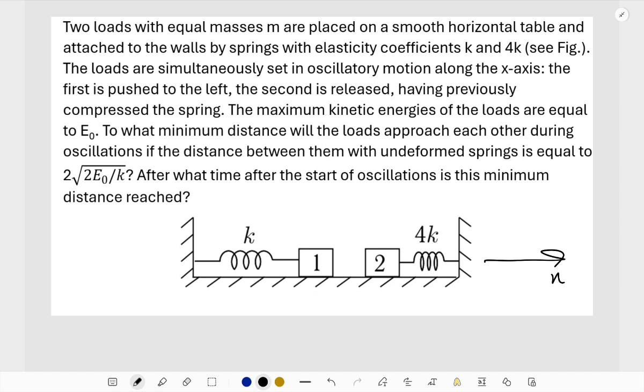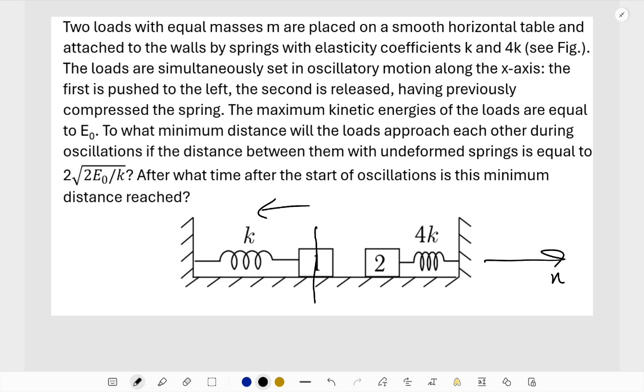After what time after the start of oscillations is this minimum distance reached? This is yet another problem, but what can I do? I can find the amplitudes of oscillation of both the blocks. It was initially at rest and at its equilibrium position. It was given a velocity in this direction, and its maximum kinetic energy is E naught.